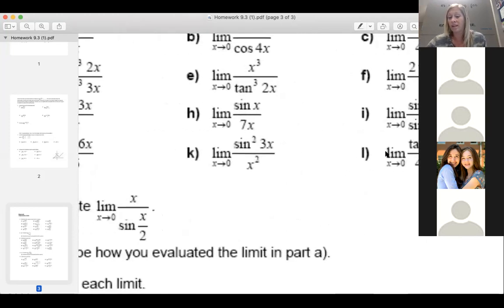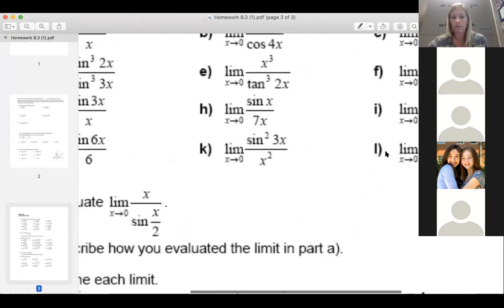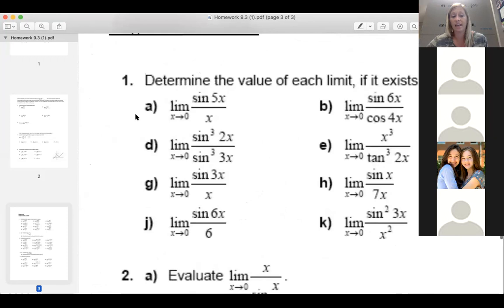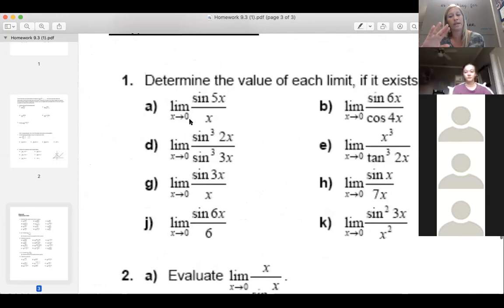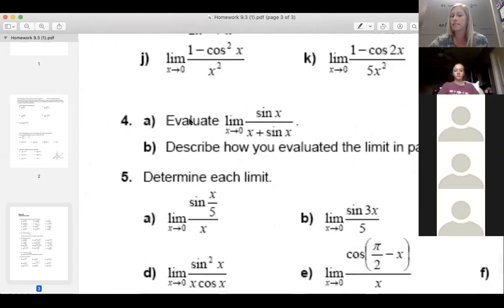1L is not bad because of the tangent being a sine over a cosine. Like I said, I like 1A because it's not exactly the special trig limit. You have to remember that 5 rule that we did, multiplying by 5 front, top and bottom so that the sine x over the x matches. Let's see what else.